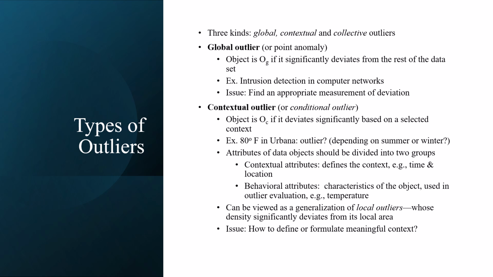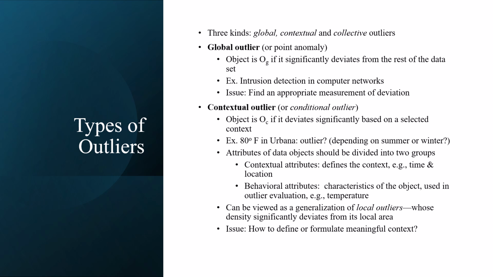The next one is contextual outliers. The temperature today is 28 degrees centigrade. Is it exceptional? It depends, for example, on the time and location. If it is winter in one particular place, it is an outlier. If it is a summer day in another place, that is normal.